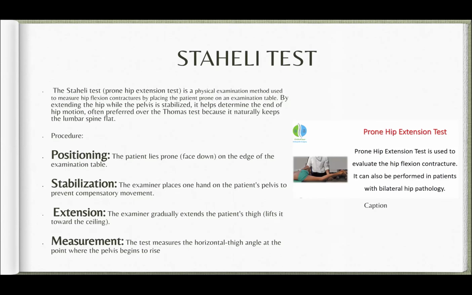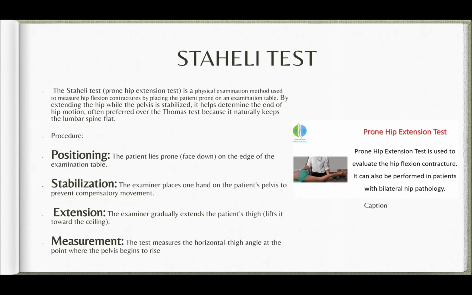Staheli test is a method used to measure hip flexion contracture, extending the hip while the pelvis is stabilized. Like the Thomas test, it naturally helps flatten the lumbar spine. The examiner gradually extends the patient's thigh, lifting it towards the ceiling. The test measures the horizontal thigh angle at the point where the pelvis begins to rise.